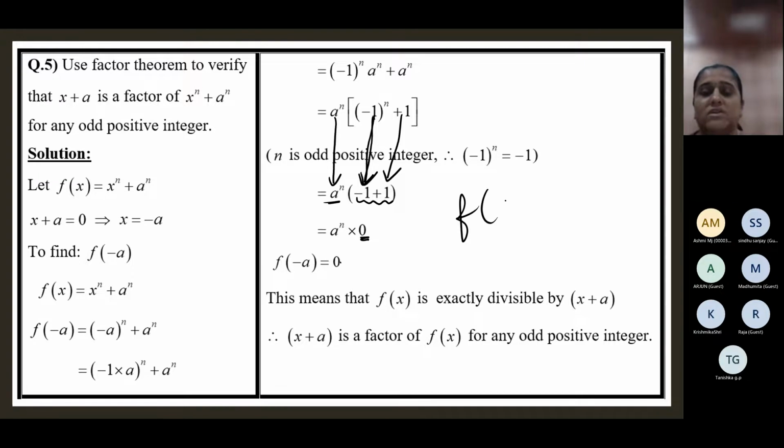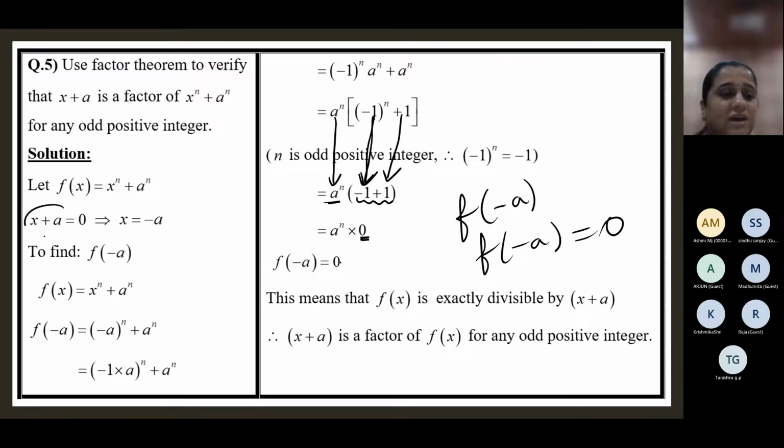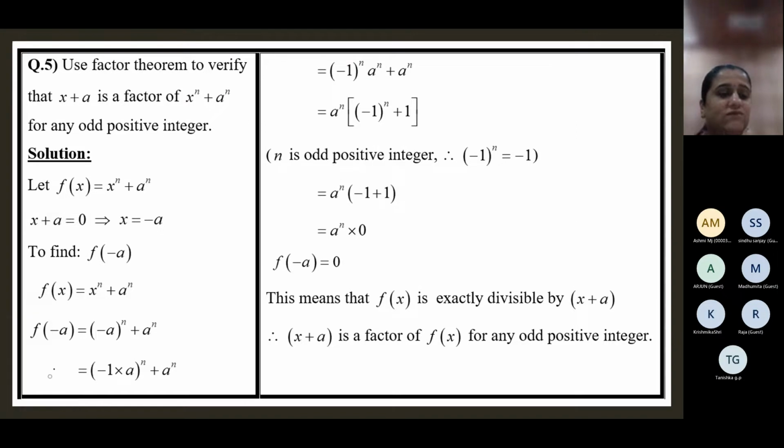We have found the value of f of minus a. And what did we get? We got 0. So that means x plus a is a factor of f of x. That means x plus a is a factor of f of x when n is any odd positive integer.